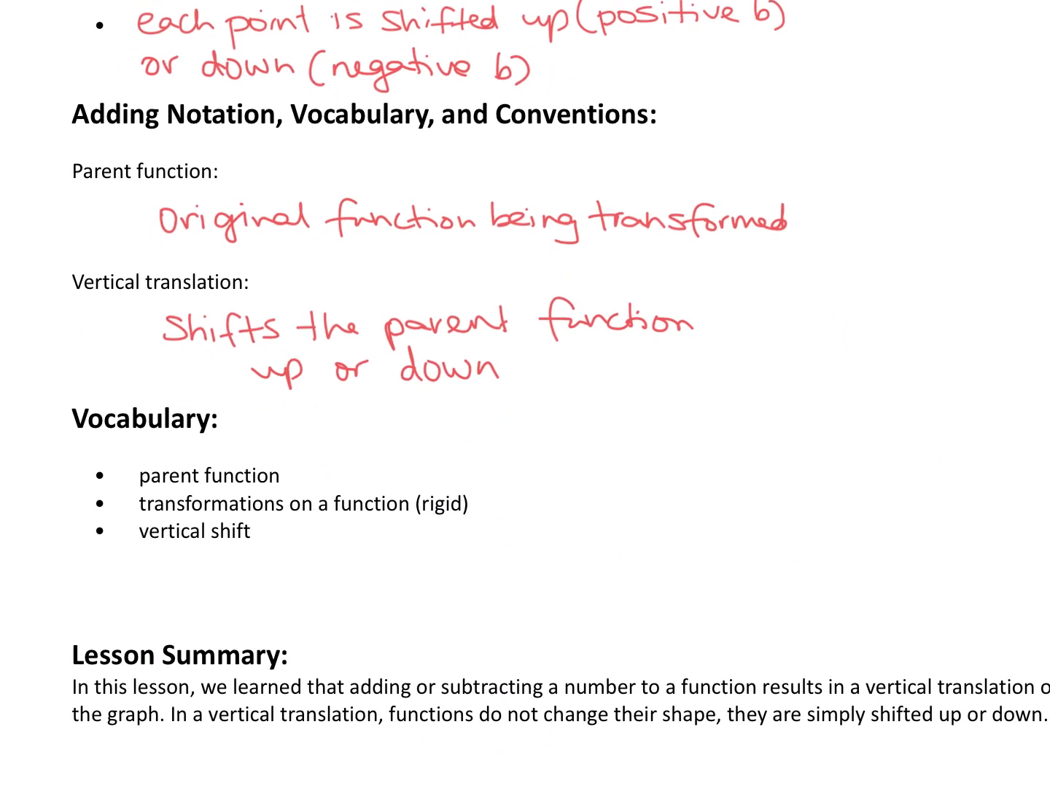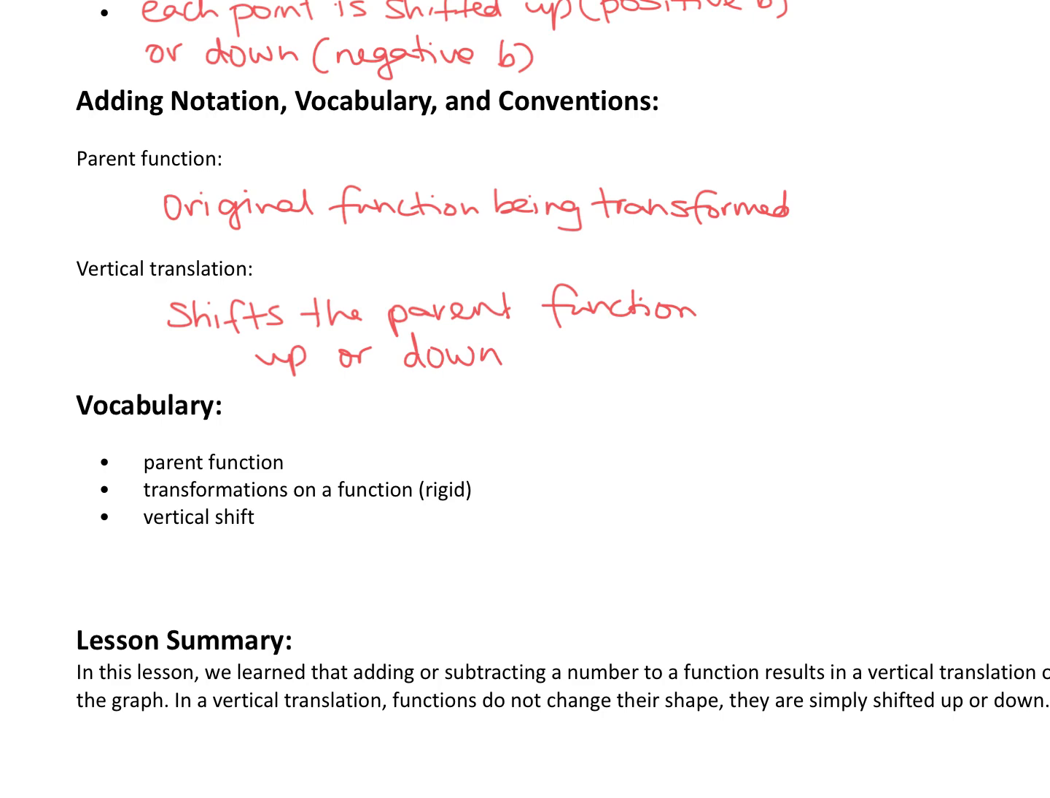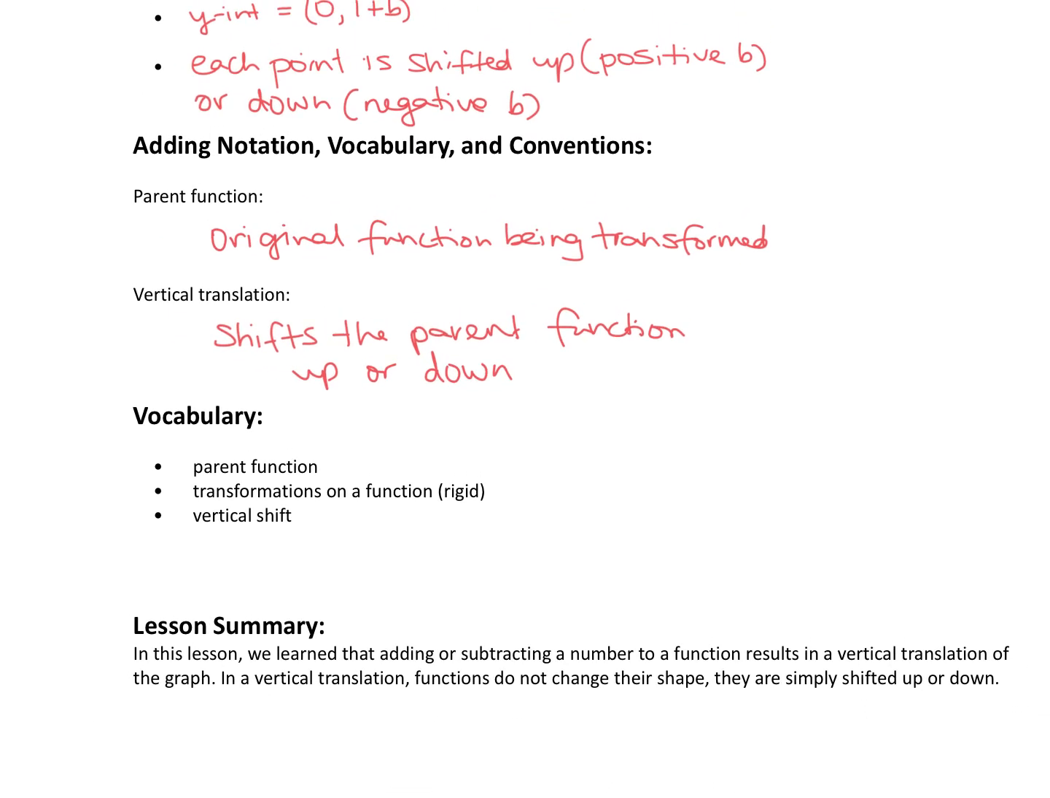So in this lesson, we learned that adding or subtracting a number to a function results in a vertical translation of the graph. In a vertical translation, functions do not change their shape. They're simply shifted up or down.